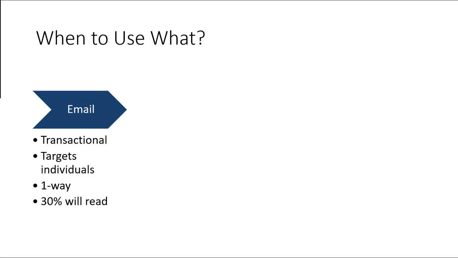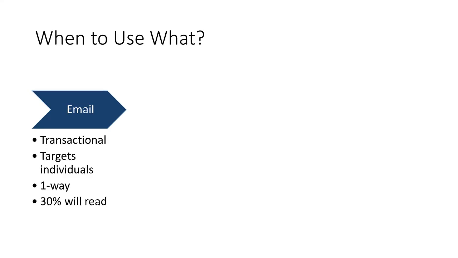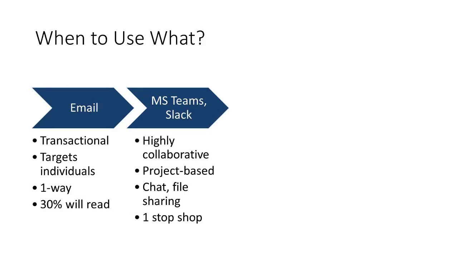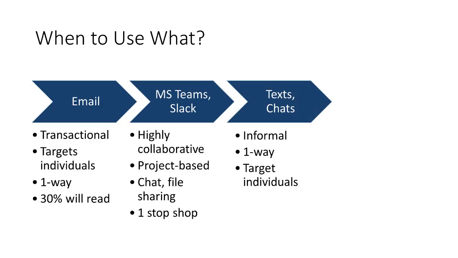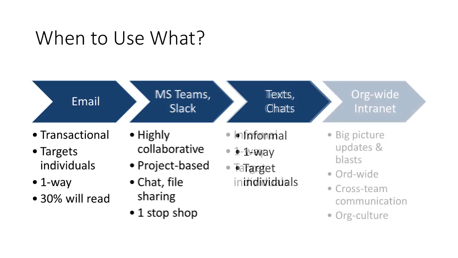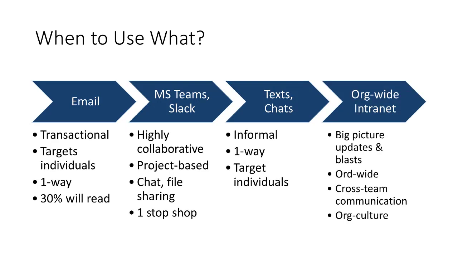If the purpose of your communication is to be collaborative, to gather input and feedback from folks, perhaps edit documents as a group, revise things, share documents and updates on projects, then most likely Microsoft Teams or Slack is the way to go. Text and chat is now built into tools like Microsoft Teams and Slack and is really handy for informal, quick responses. And then finally, if your organization has some kind of intranet, this is a great space to blast out organization-wide updates, increase the way that you're interacting across your organization, and reach out across teams.